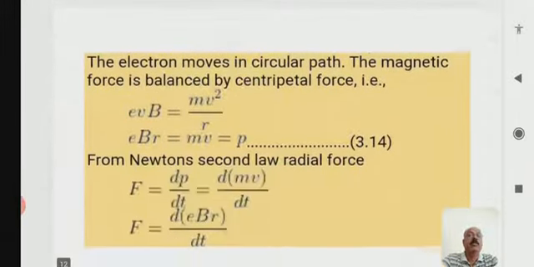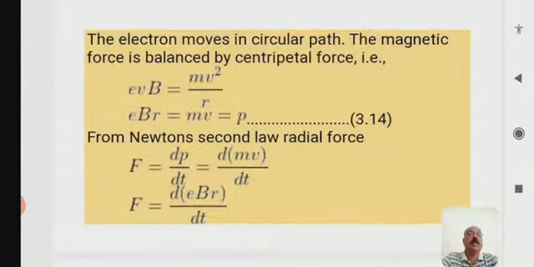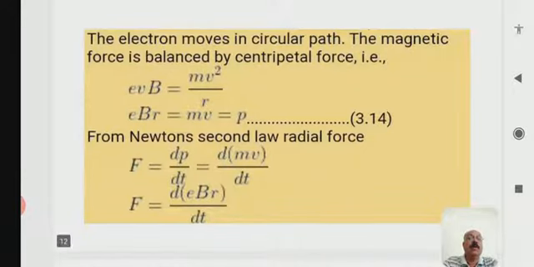The electron moves in a circular path. The magnetic force is balanced by the centripetal force. So once again eVB is equal to mv square by r. So eBr is equal to mv, that is equal to momentum p, call it equation number 4. Now from Newton's second law, the radial force F is equal to the rate of change of momentum, that is dp upon dt. So then dp means it is m into v, mass into velocity divided by dt. So F is equal to d, write down as it is. So mv is equal to eBr divided by dt.